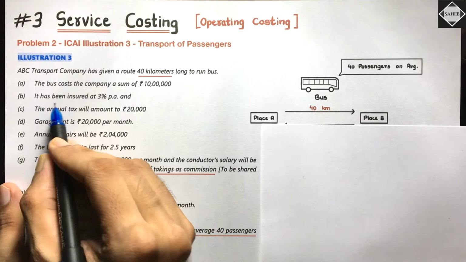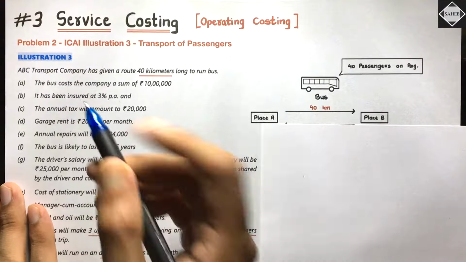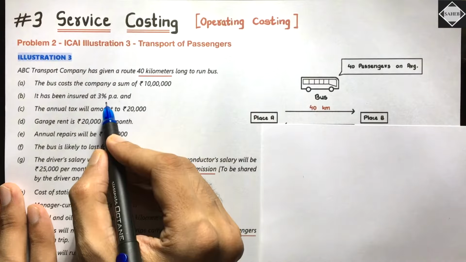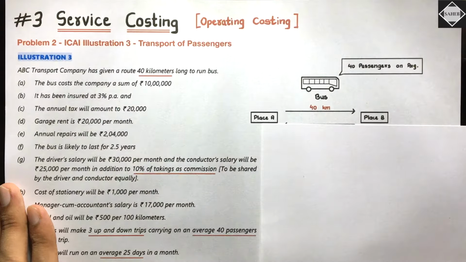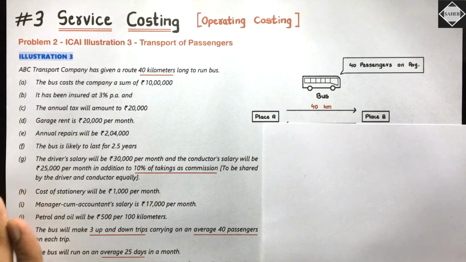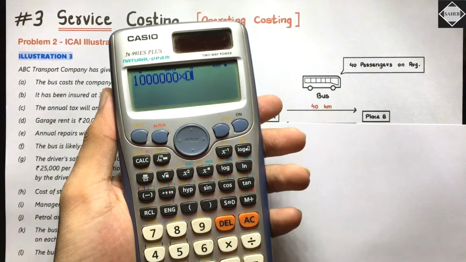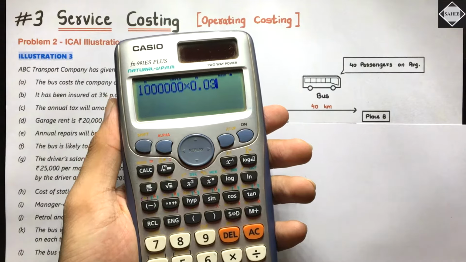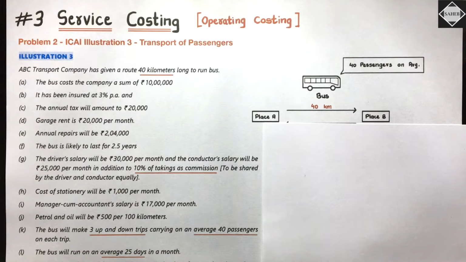See here, it has been insured at 3% per annum. They are telling you the insurance premium. 3% per year, so you will calculate 3% of this 10 lakh. If you do 3% of 10 lakh, 0.03, it is 30,000. So 30,000 will be the insurance premium for the year.